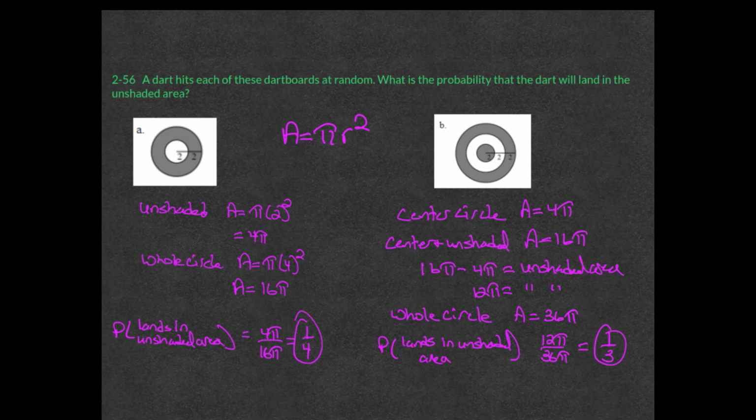Okay, so this particular problem says a dart hits each of these dartboards at random. What is the probability that the dart will land in the unshaded area? The first one's pretty easy because we're just going to take the unshaded area, which is the smaller circle. So the unshaded circle has an area of 4 pi. Then we're going to take the entire circle, where the radius is 4, so it's going to be 16 pi because it's 4 squared.